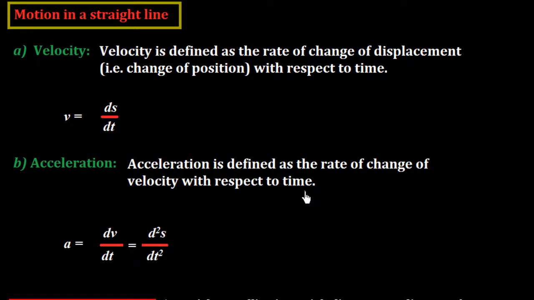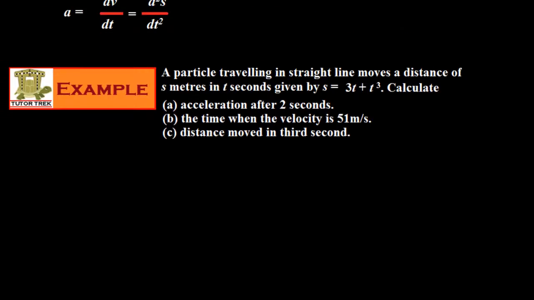So we have to take the differentiation of the velocity equation, so dv over dt, which is the second order derivative of the displacement equation. We could write it this way, d square s over dt square. So here a is equal to d square s over dt square. So we differentiate the velocity equation, we get the acceleration. So now we look at one tutorial example for this.